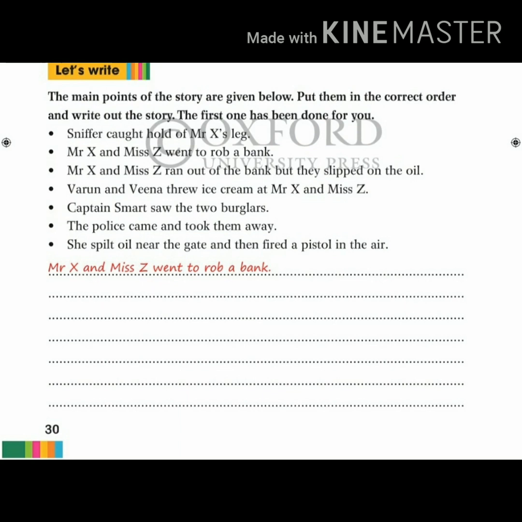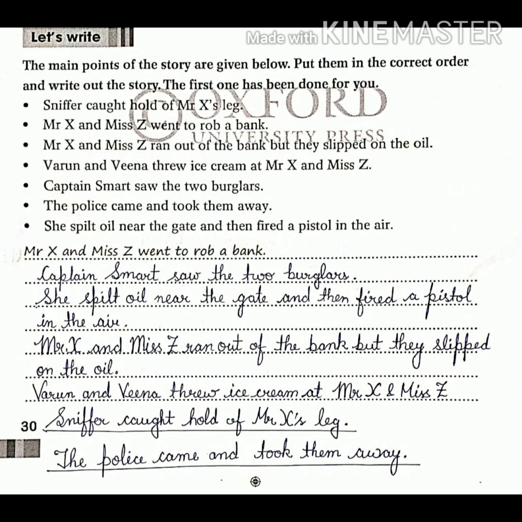Children, now we will do the exercise. Mr. X and Miss Z went to rob a bank. Captain Smart saw the two burglars, or you can say criminals. She spilt oil near the gate and then fired a pistol in the air. This will be the third sentence. Now the fourth sentence of this exercise is, Mr. X and Miss Z ran out of the bank, but they slipped on the oil. Next, Varun and Veena threw ice cream at Mr. X and Miss Z. Sniffer caught hold of Mr. X's leg. The policemen came and took them away.